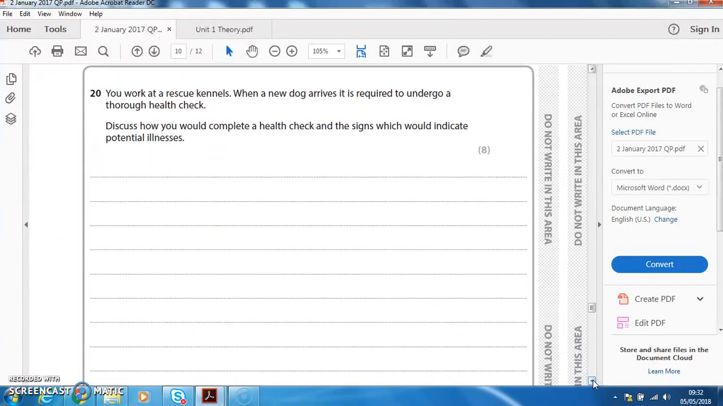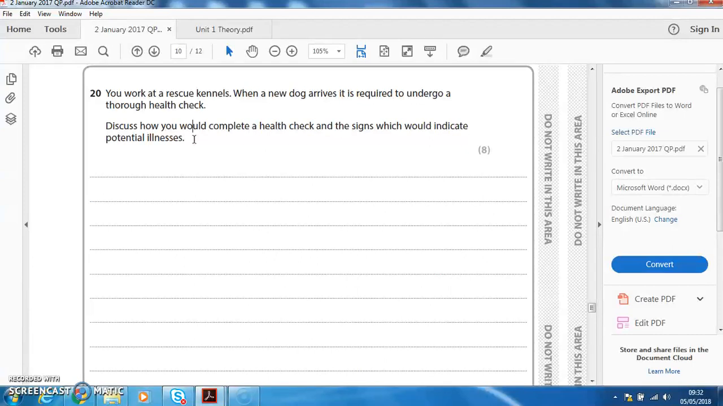A new dog arrives in the centre. It needs a health check. Discuss how you complete the health check for 8 marks and signs you would indicate for illnesses. So what you need is 4 health checks and 4 signs that they're illnesses.